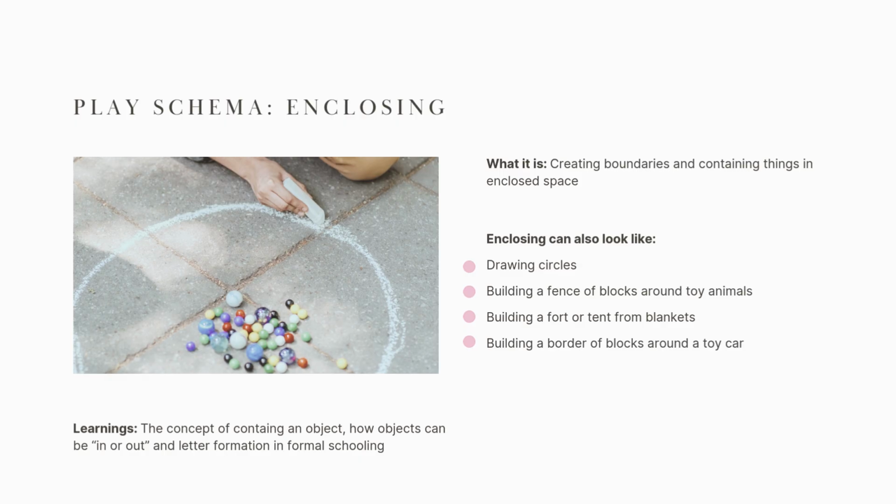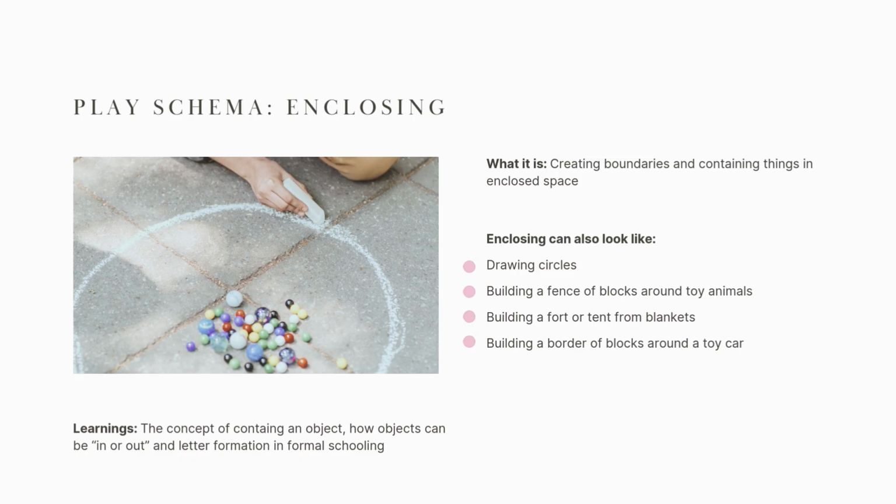Building a fence of blocks around toy animals, such as a zoo or in a barn, that is an example of enclosing. And building a fort or a tent with blankets. Building a border, a box around a toy car or any other object is also a form of enclosing.